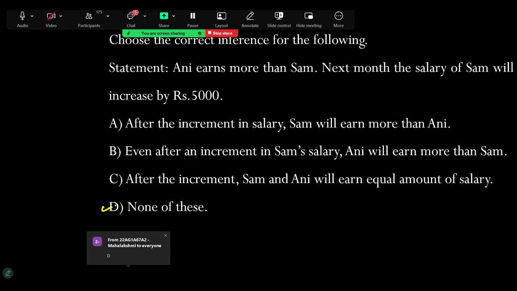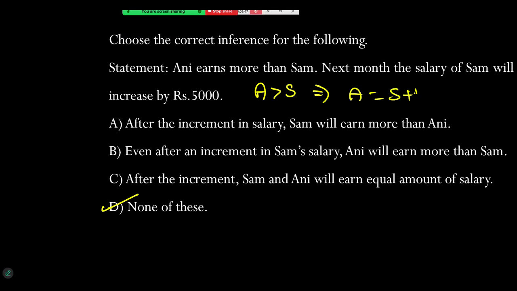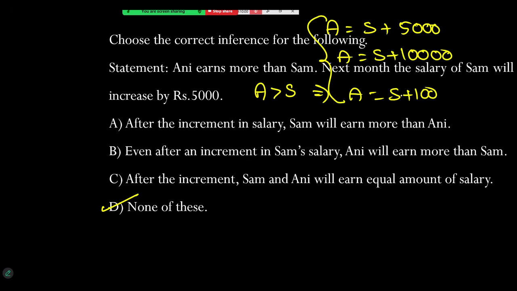None of this. Perfect. Because if you observe, Ani earns more than Sham, but how much more? Ani is more than Sham. It can be Ani is 100 rupees more than Sham, or 10,000 more than Sham, or it can be 5,000 more than Sham. So it can be any of these cases, maybe more than that.